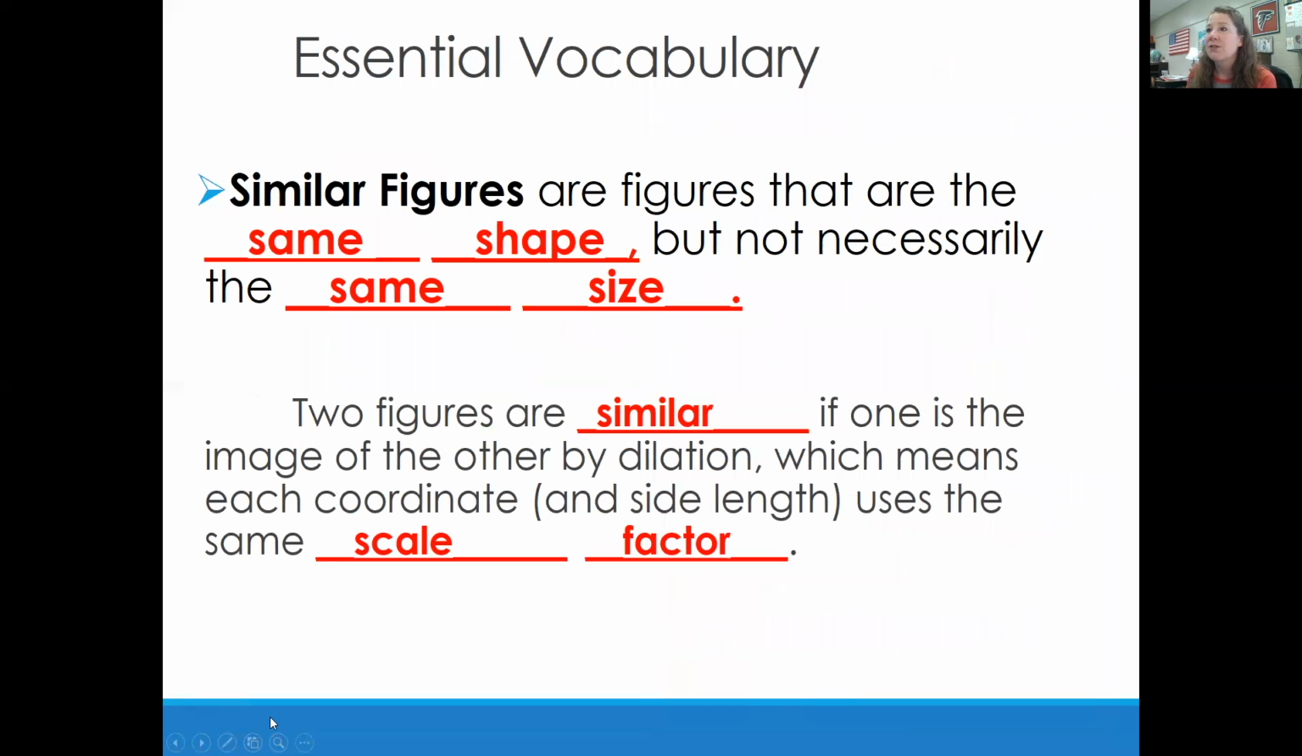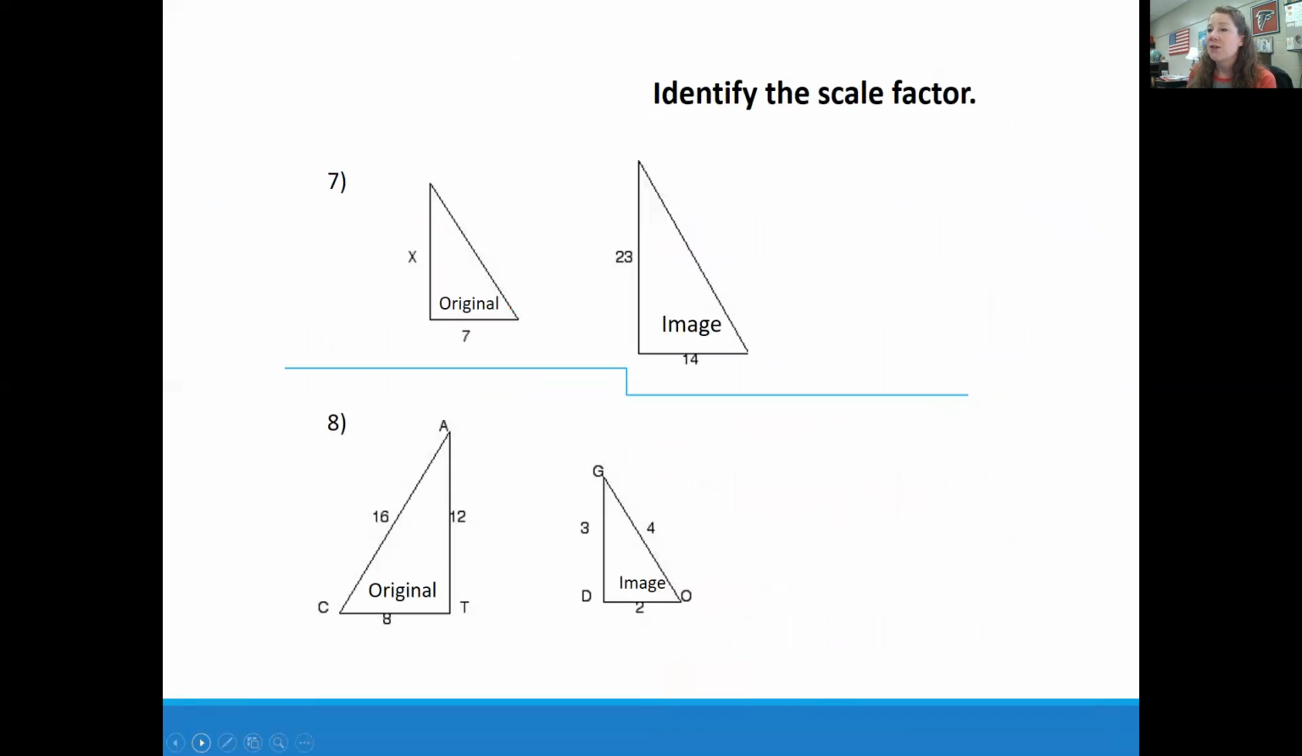Similar figures are figures that are the same shape, but not always the same size. Two figures are similar if one is the image of another by dilation, which means each coordinate and side length uses the same scale factor. So for example, let's identify the scale factor. So you find the scale factor by writing the ratio of image over original.